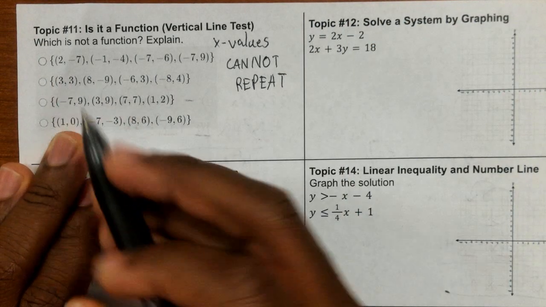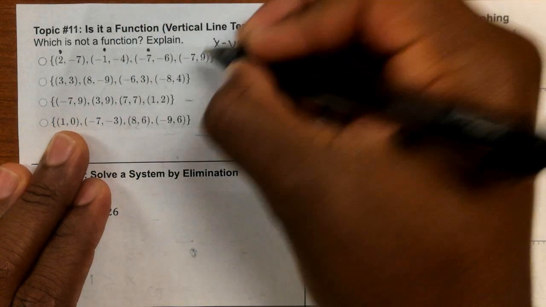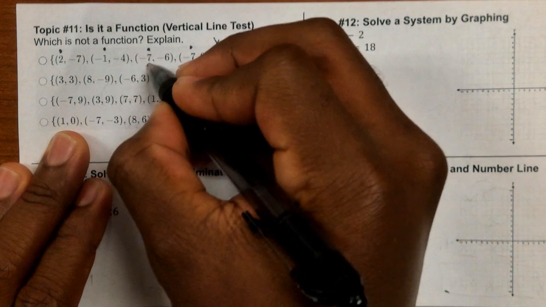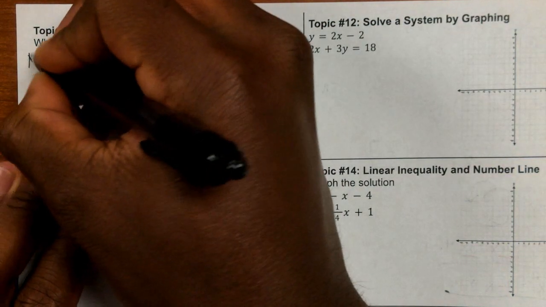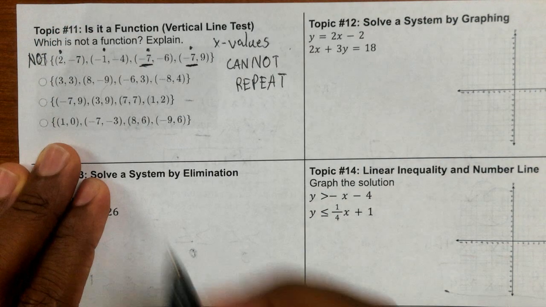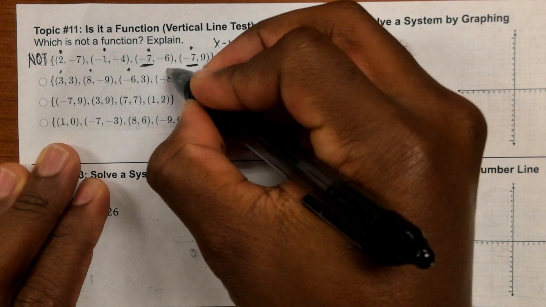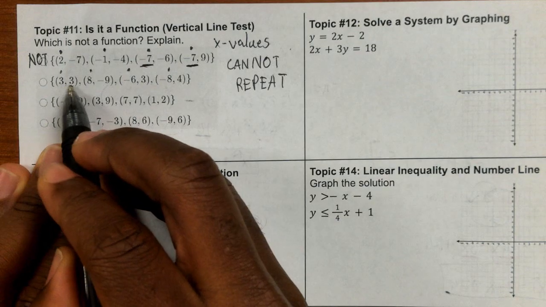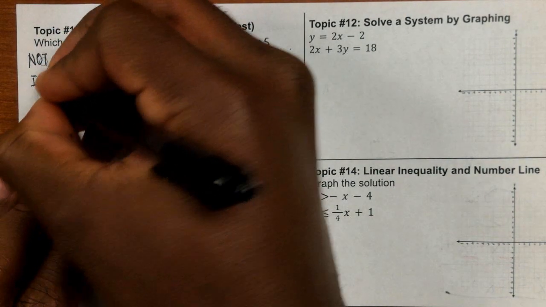So we're going to look at the x values. I'm going to look at the 2, the -1, the -7, and the -7. Because we see two -7s as the x values, this is not a function. Here we have 3, 8, -6, -8. Nothing repeated here, so this one is a function.